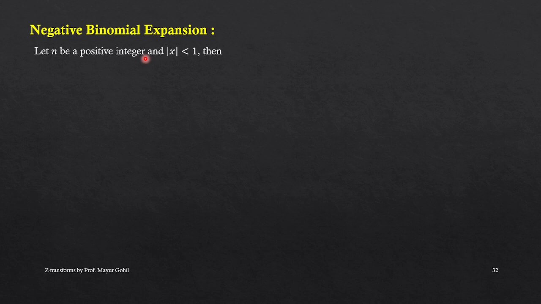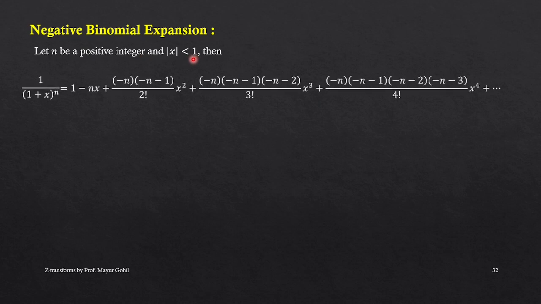In this video lecture series, I shall be dealing with a very special topic called negative binomial expansion. Let me discuss it over here. If we have a positive integer n and mod x is less than 1, then we have this formula. What does this formula say?